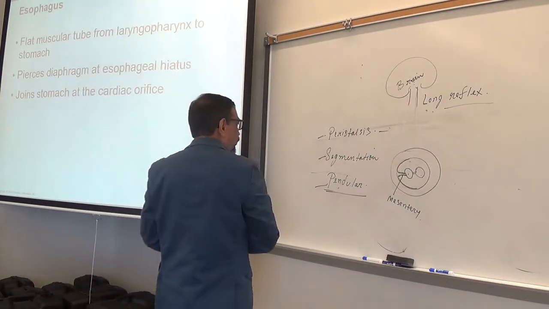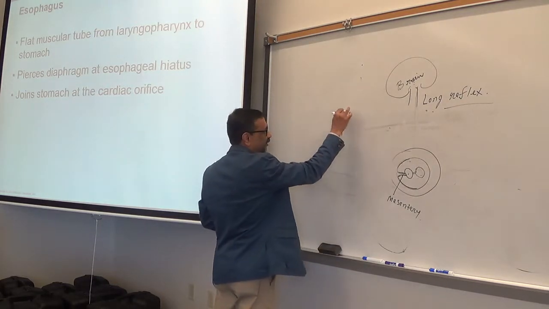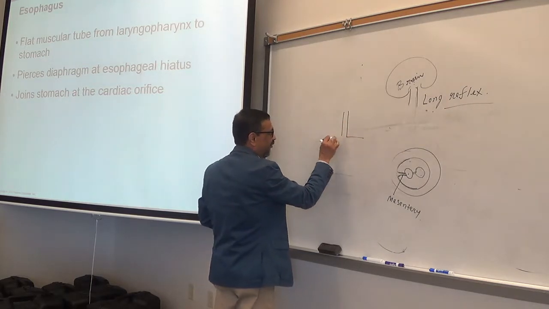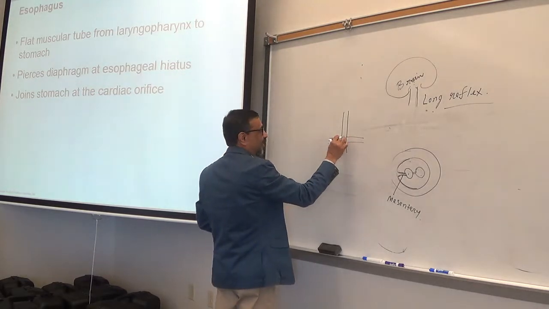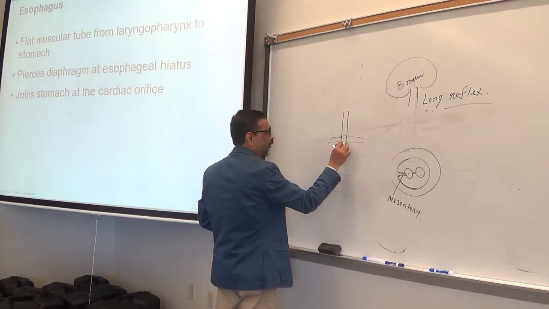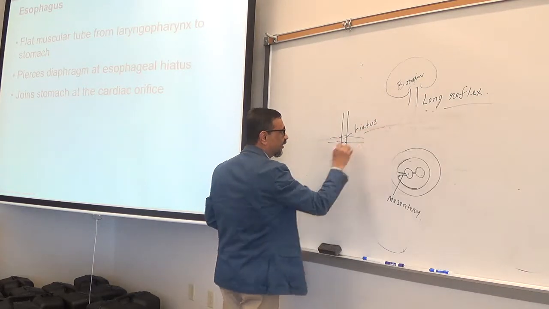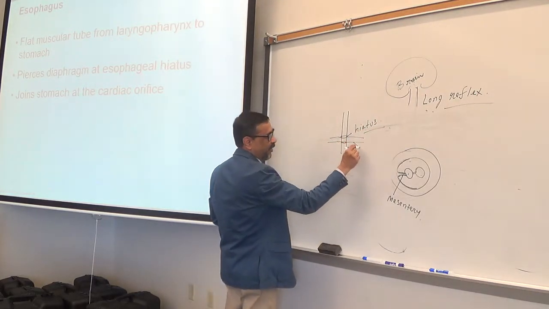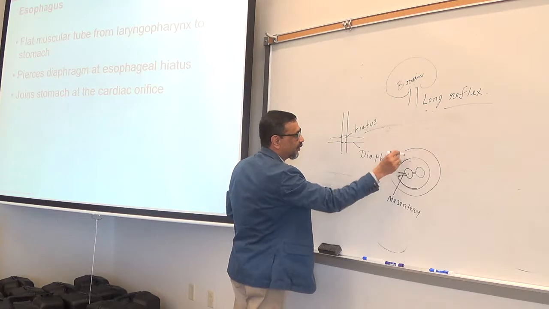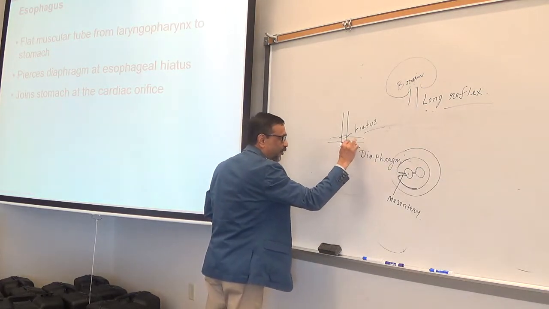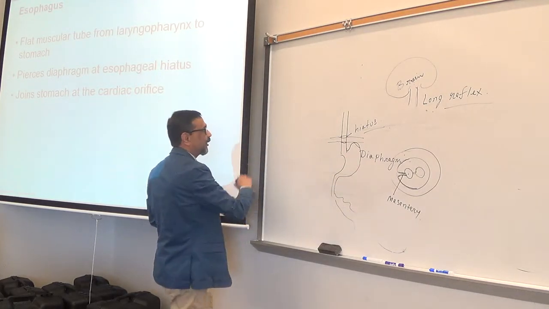Now, this is the esophagus, okay, and this is the diaphragm. So it goes through the diaphragm like this, and this opening in the diaphragm for the esophagus is called hiatus. Hiatus, okay? That opening in the diaphragm. And then you have the stomach here. So this is the stomach and duodenum, the other parts, okay?